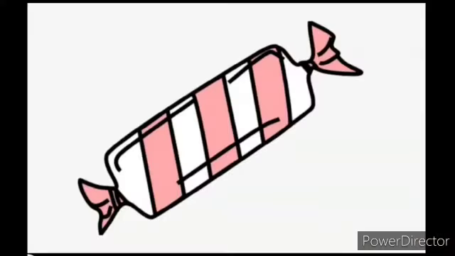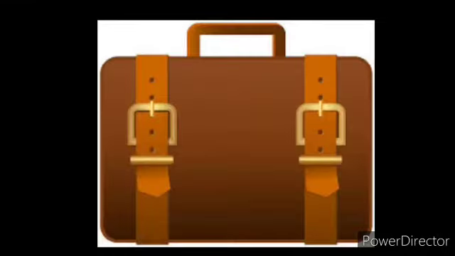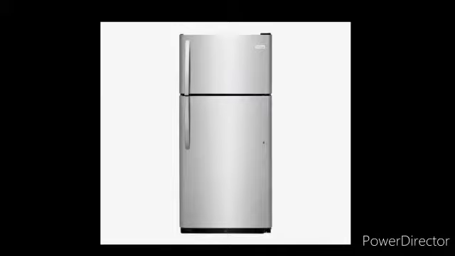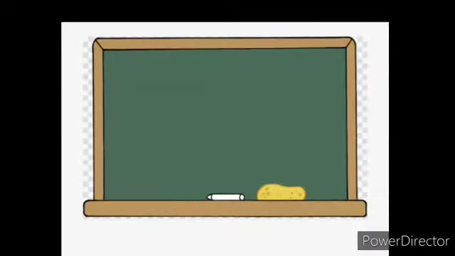Let's see some flashcards of rectangle shaped objects. This is a toffee. The shape of toffee is like rectangle. This is a suitcase. The shape of suitcase is like rectangle. This is a refrigerator. Next, this is a green board. The shape of green board is like a rectangle.